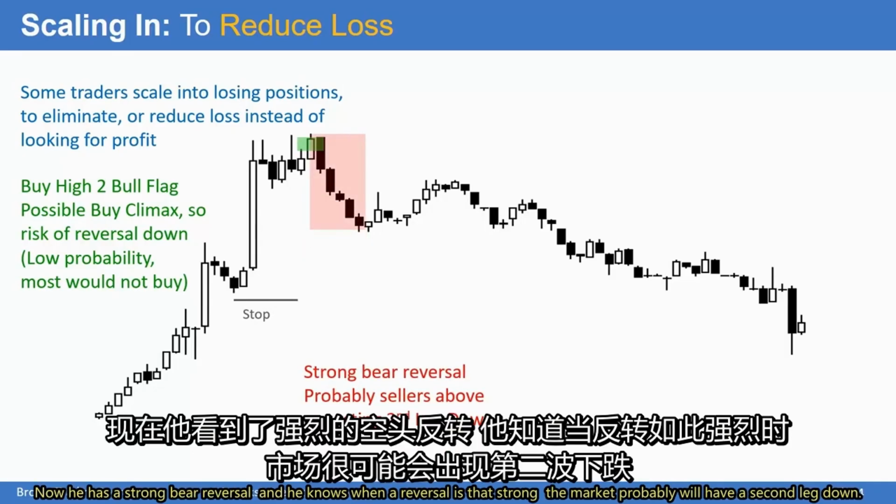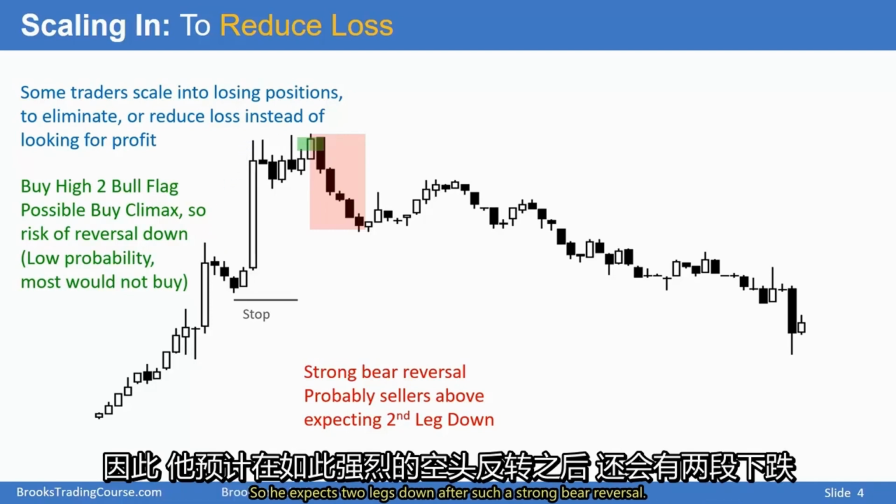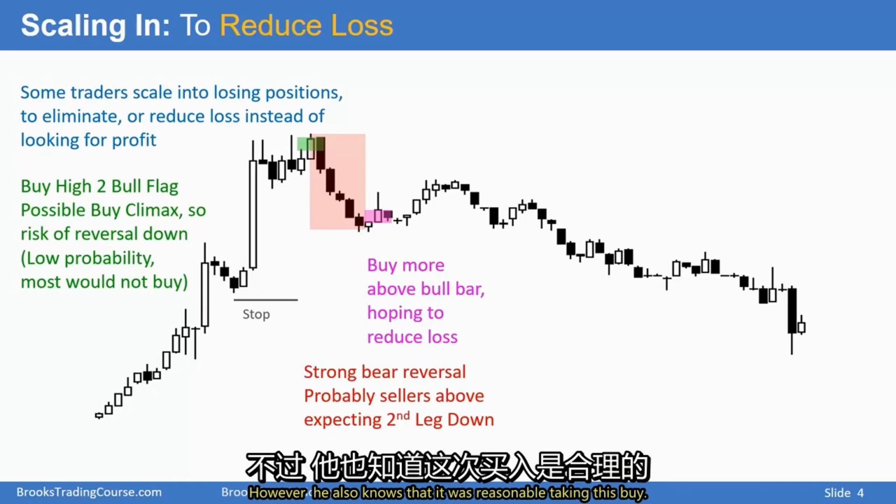Now he has a strong bear reversal. And he knows when a reversal is that strong, the market probably will have a second leg down. He also sees the consecutive buy climaxes and the wedge, 3 pushes up, 1, 2, 3. So he expects 2 legs down after such a strong bear reversal. However, he also knows that it was reasonable taking this buy.